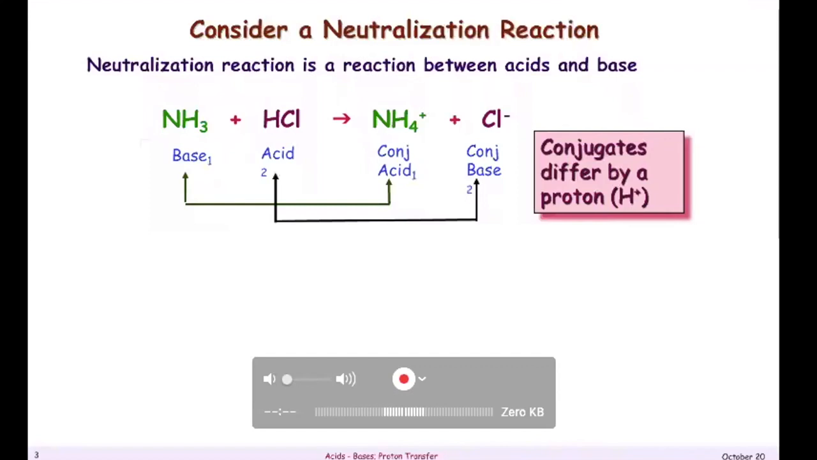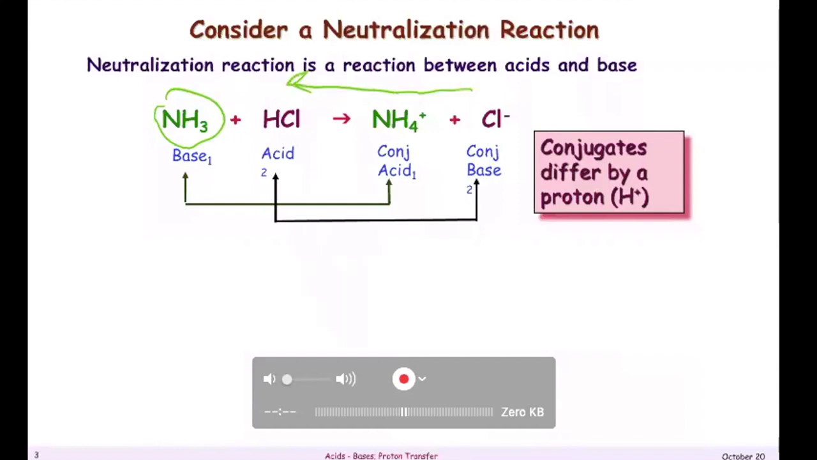So we say that ammonia, which is a base in one direction, in the reverse direction that you see right here, is going to be the proton donor. And so the base becomes the acid. And again, you recognize the conjugate. Conjugate means joining, okay? So these things are joined via the fact that one turns into the other by giving up a hydrogen or by accepting a hydrogen.